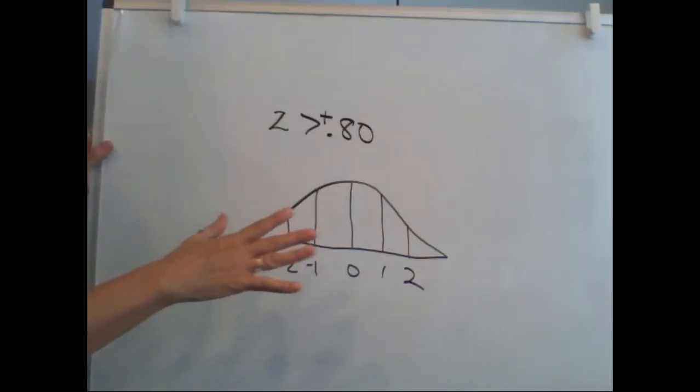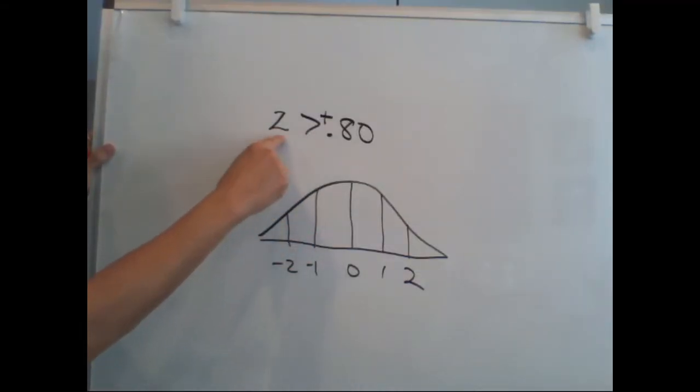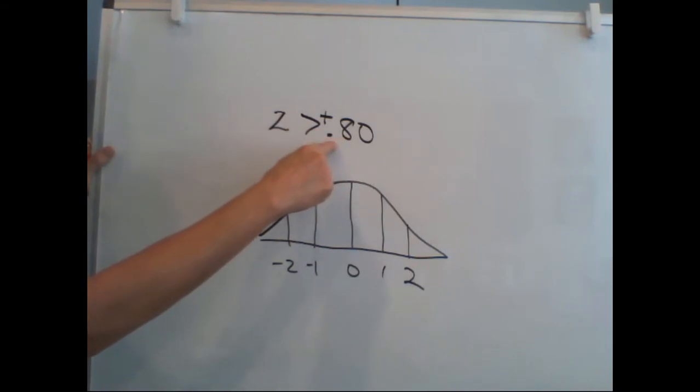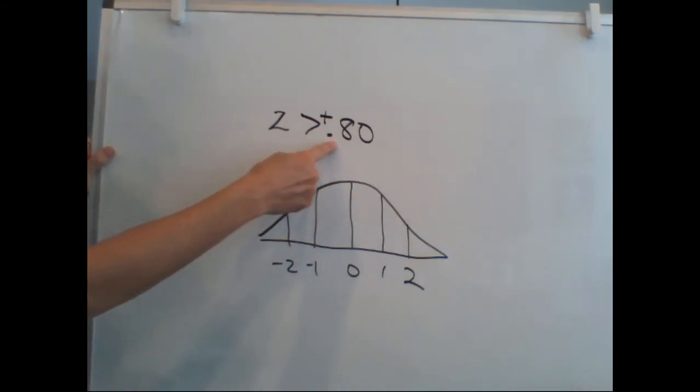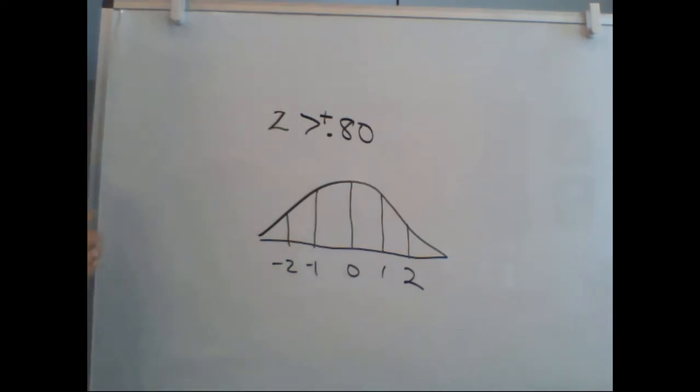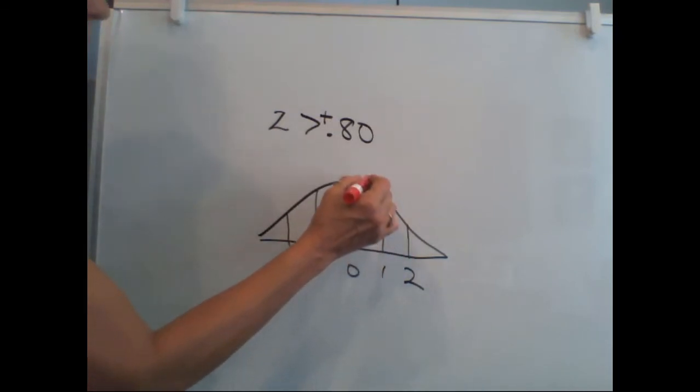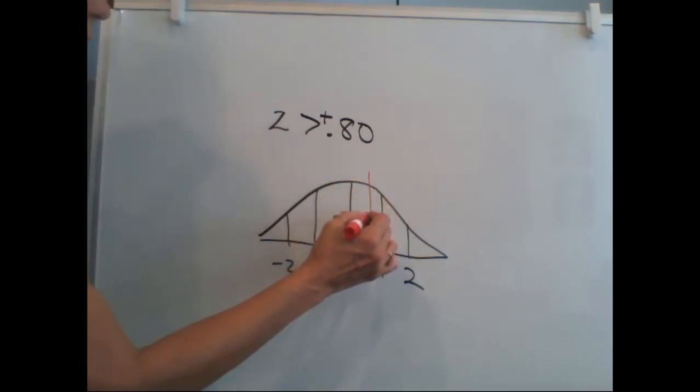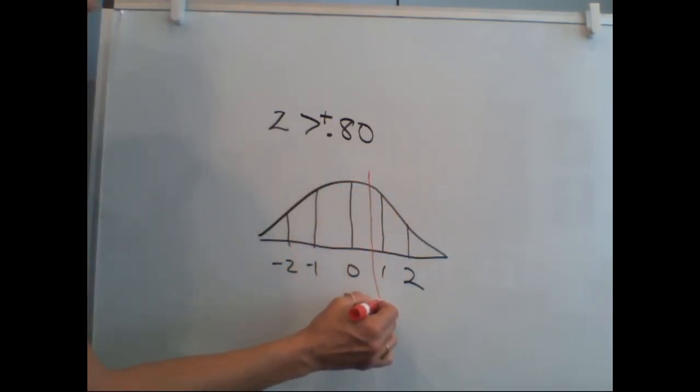This next item asks for the probability of finding a z-score that is greater than a positive 0.80. So this time we're looking for a z-score that is more than a positive 0.80. So I've got the distribution drawn out, and a positive 0.80 is almost a positive 1. So I'm going to estimate that positive 0.80 would be about here.